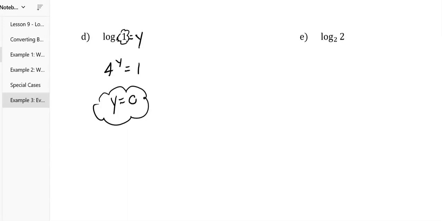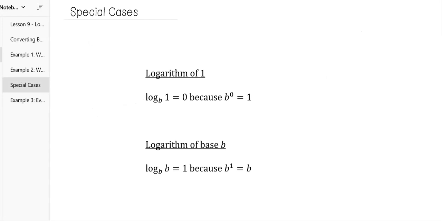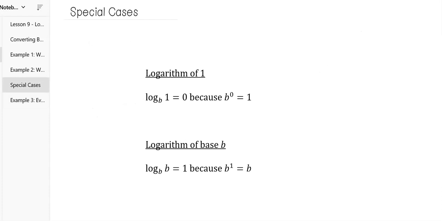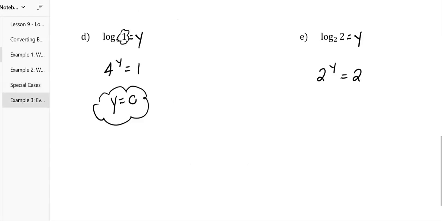Okay, for e, log base 2 of 2, we're going to start off by setting that equal to y. And then we are going to switch it into exponential form. So we get 2 to the y equals 2. Well, again, it's one of our special cases. Log base b of b, so they are the same. Notice how they're both 2. The base and the x value is 2. In this case, we can say when they are the same, it equals 1 because b to the 1 equals b. So y here equals 1 because 2 to the first power equals 2.